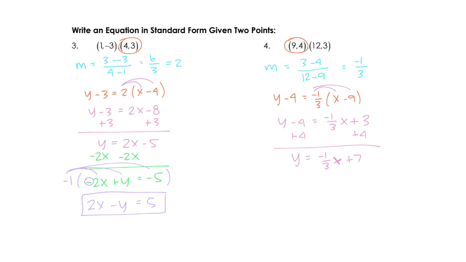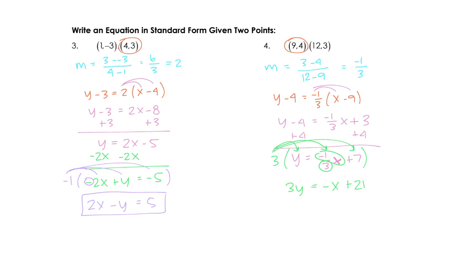And then from here, we have to convert to standard form. So again, 2 rules of standard form: no fractions or decimals, A has to be positive. I notice a fraction immediately, that's always going to be the first thing I get rid of. So I'm going to multiply everything by the denominator. 3 times y would give us 3y equals 3 times negative 1/3. Remember, these 2 3's are the ones that cancel out, so we are left with negative 1x or just negative x, and then 3 times 7 would give us plus 21.